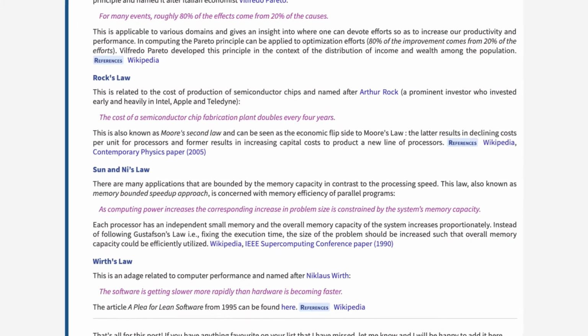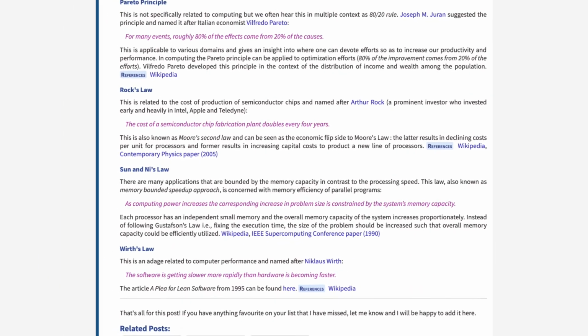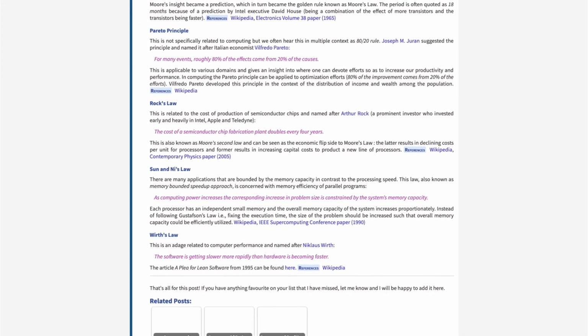Rock's law is related to the cost of production of semiconductor chips and named after Arthur Rock. Arthur Rock was a prominent investor who heavily invested in Intel, Apple, and other companies in early days. This law states the cost of a semiconductor chip fabrication plant doubles every 4 years.